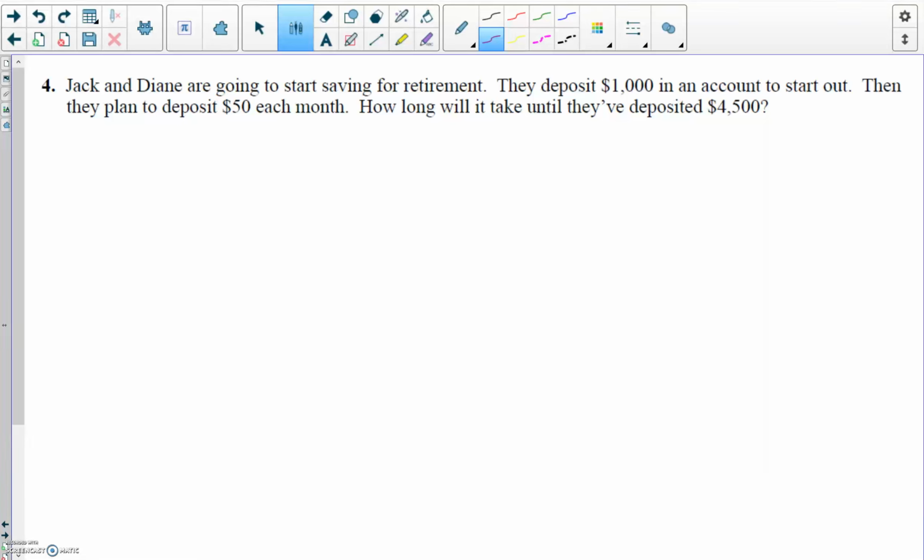So Jack and Diane are going to start saving for retirement. They have deposited $1,000 in an account to start out. Then they plan to deposit $50 each month. How long will it take until they've deposited $4,500?